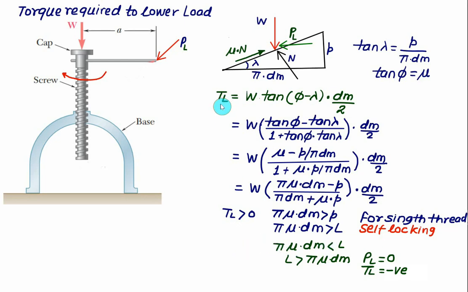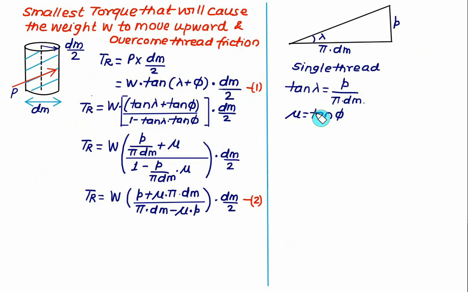So as far as the torque is considered, to lower the load, we have W into tan of phi minus lambda into dm by 2. And to raise the load, it is W into tan of phi plus lambda into dm by 2.